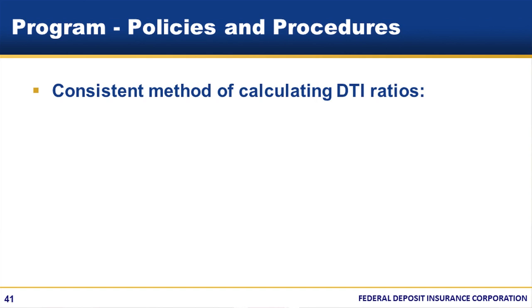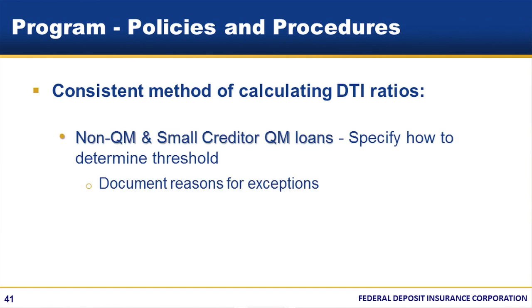A specific item to include in your policies and procedures is a consistent method to use in calculating debt-to-income ratios. You may recall that the general or standard QM requires you to use Appendix Q, but for non-QM and the small creditor QMs, you have more flexibility to determine your own DTI threshold, as long as it is reasonable for the borrower. Your policies and procedures should reflect your decisions. They should also include a consistent method of making the calculation. Exceptions are permissible, but the reasons for exceptions should be documented.